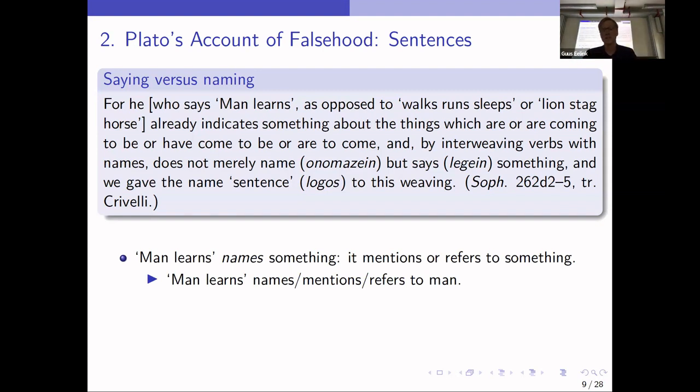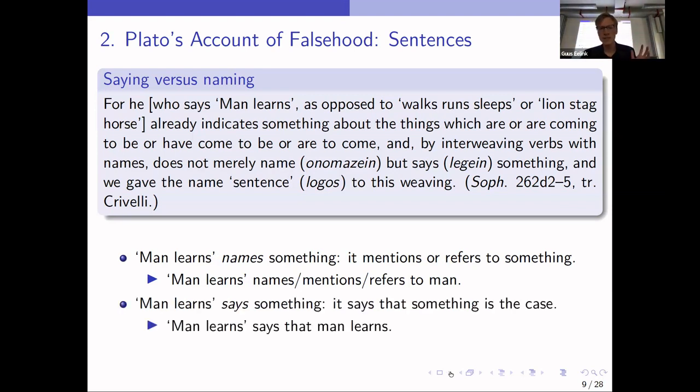And I take it that the sentence man learns names what is signified by its name constituent, so man in this case. Now, it could be that it is also meant to name what is signified by its verb constituent, namely learns. But that is at least terminologically less obvious, because it seems that there is a connection between the name constituent and the operation of naming. Now then, the sentence man learns also says something, and given what we see in this text, I take that to mean that it says that something is the case. So the sentence man learns says that man learns.